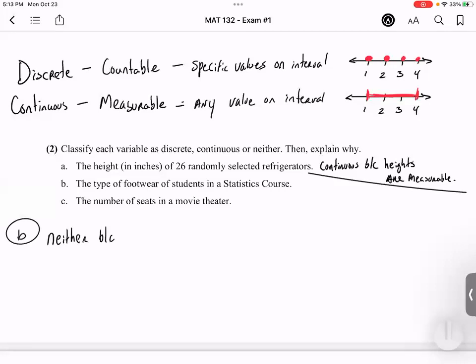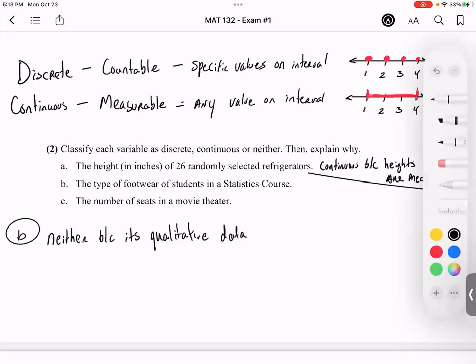Well, we have to explain this. Think about it. I just said it. Think about footwear. You have boots, flip-flops, sandals, sneakers, shoes, regular shoes, like dress shoes. Those are what? If it's not numerical, then what is it called? Qualitative. There you go. So it's neither because it's qualitative data.